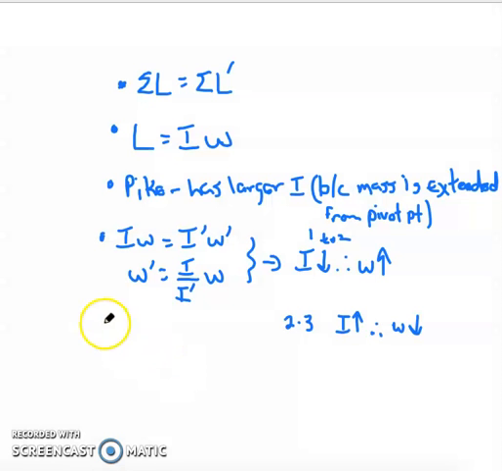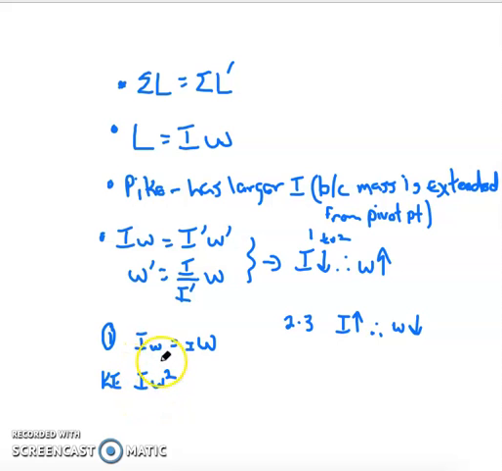Okay, and it's again angular momentum conservation. At number 1, we have a big I, small omega, that's going to equal, at position 2, a small I and a big omega. So how does that translate to rotational kinetic energy? Well, rotational kinetic energy, you need to make some statement that that's one half I omega squared.